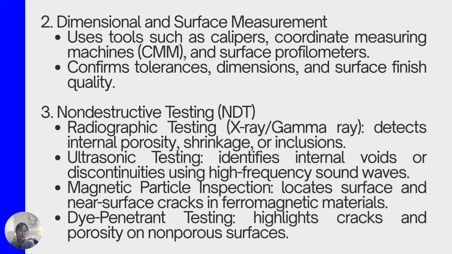Next, cover non-destructive testing or NDT methods, including radiographic testing, such as X-ray or gamma ray. It detects internal voids, porosity, or shrinkage defects. Next is ultrasonic testing. It identifies internal discontinuities using sound waves. Magnetic particle testing is used on ferromagnetic metals to reveal surface and near-surface cracks. And lastly, dye penetrant testing for non-ferrous metals highlights surface cracks and porosity.